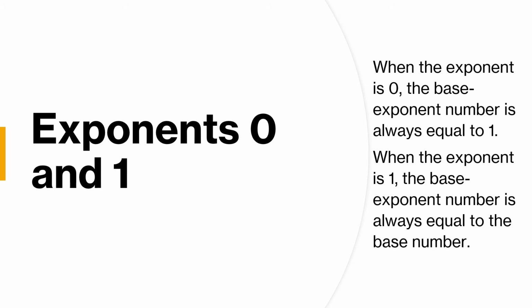Exponents 0 and 1. When the exponent is 0, the base with the exponent is always equal to 1. When the exponent is 1, the expression is always equivalent to the base number. For example, if I had 4 to the power of 0, the answer would be 1. If I had 4 to the power of 1, the answer would be 4.